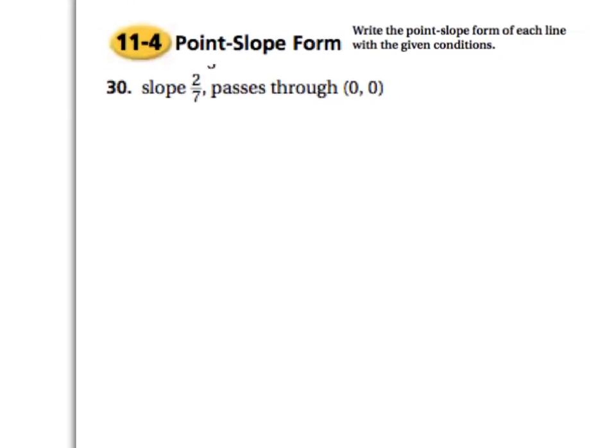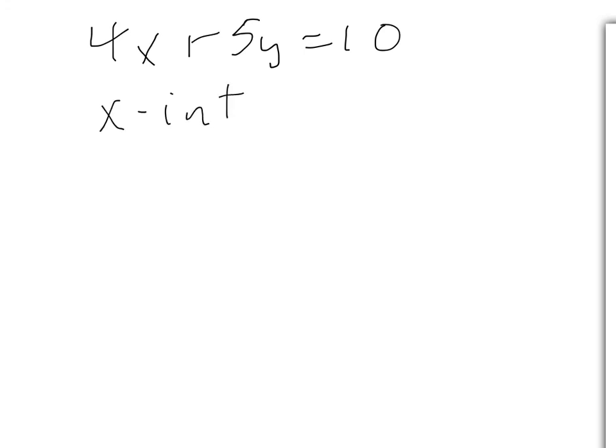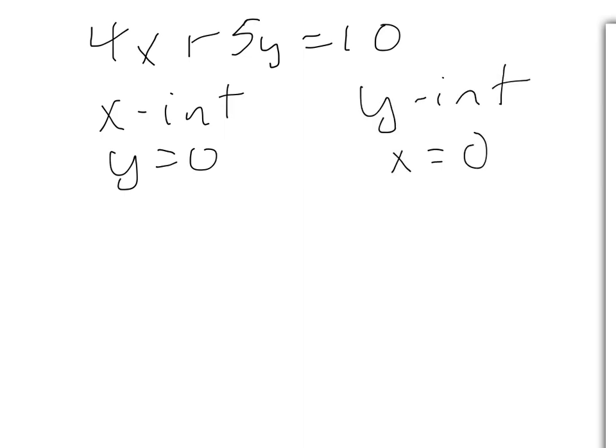One last one I want to do with you guys. Let's just not worry about this one for now. I want to talk about finding x and y intercepts. So if we have, for instance, 4x plus 5y is equal to 10, and we need to find x and y intercepts, just remember for x-intercept, we're going to set y equal to 0. For the y-intercept, we're going to set x equal to 0. So let's do the x-intercept first.